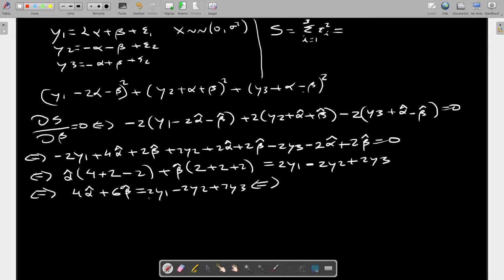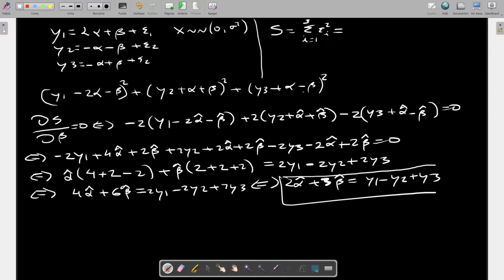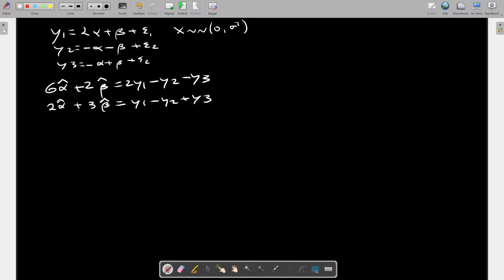And we have 2, right? So just for you to avoid fractions for now. So you have 2, you can divide both sides by 2, so you get 2 alpha plus 3 beta equals y1 minus y2 plus y3. So this is your expression for beta. Okay, so now that we have both expressions, we now need to find what's the value of alpha and what's the value of beta.